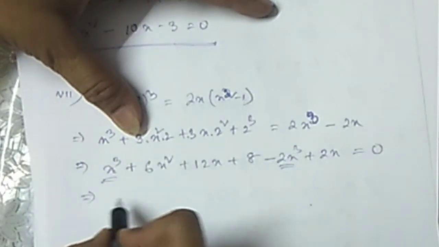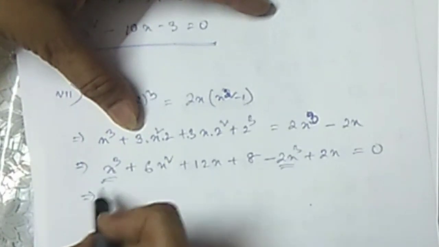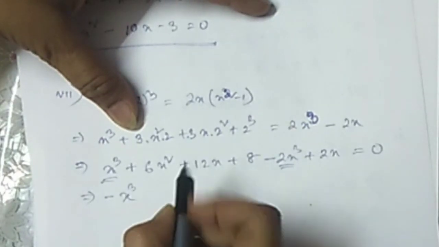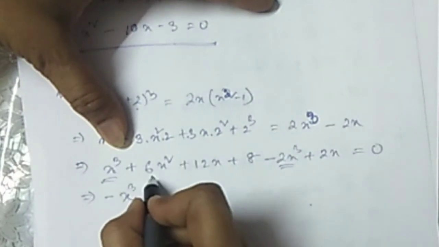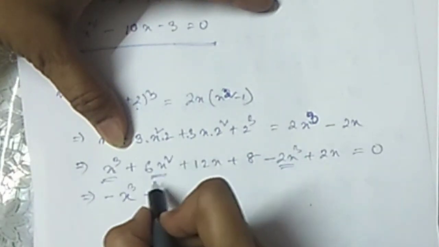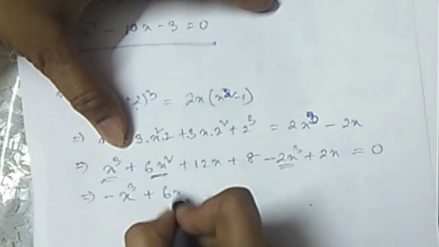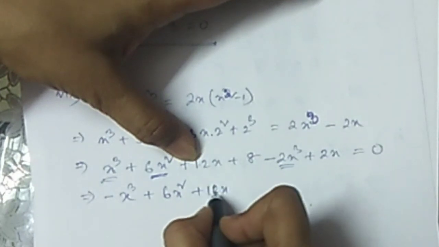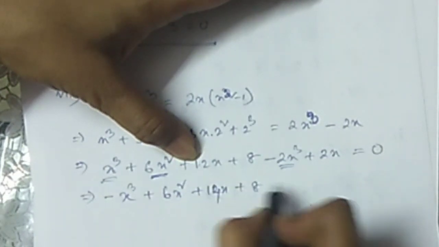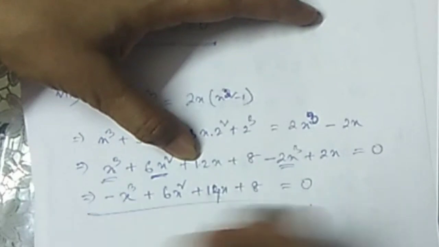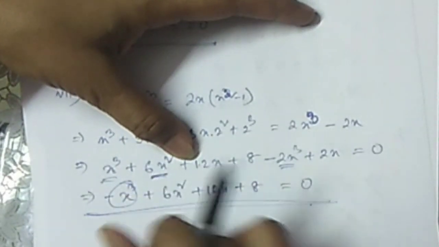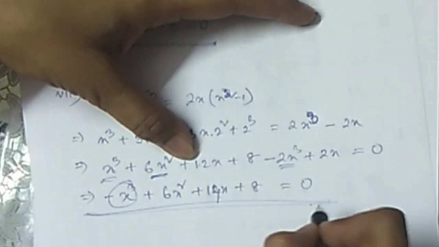These two are cube terms, so they will be calculated, and these two are like terms. Here it is 6x square, so it will remain here. So plus 12x plus 2x will give you 14x plus 8 is equal to 0. As in this expression we have the x cube term, it's not a quadratic equation.